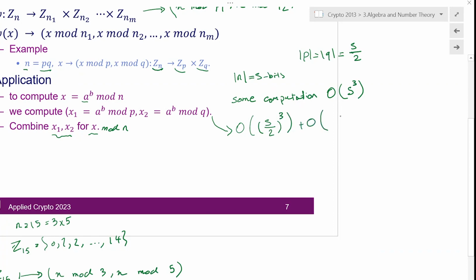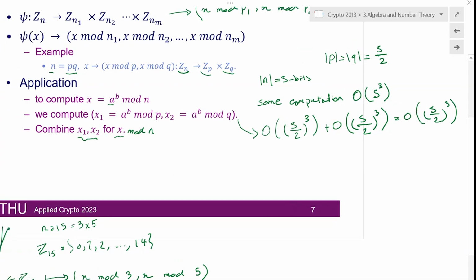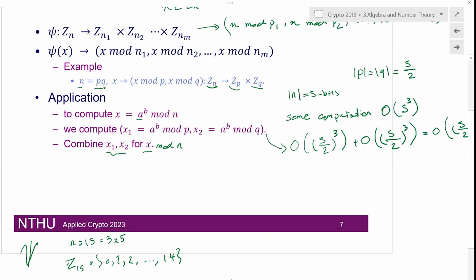Plus, the same thing applies for q, right? So overall, our computational complexity is much smaller; we get a significant cut on the number of for loops that we need to write to do the computation. So that is the reason why we do this computation. For example, in the RSA computation, sometimes when n is huge, we use this idea to break the computation into smaller chunks, and then use the Chinese remainder theorem to combine them together.